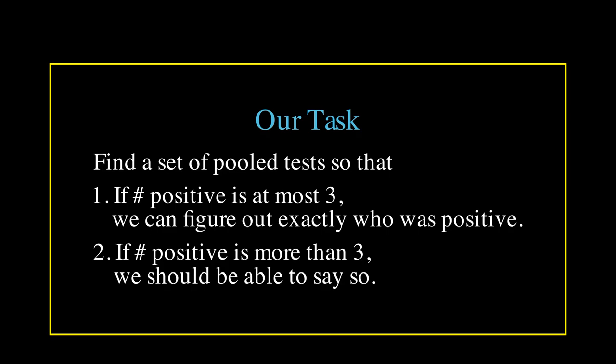The idea is that since we're looking for unlikely infections, it's really unlikely that there will be more than 3 positive cases. But even in this unlikely scenario, we'll be able to notice it and do a second round of testing if needed. We're just using 3 here as an example. The concepts in this video will apply even when 3 is replaced with another number.